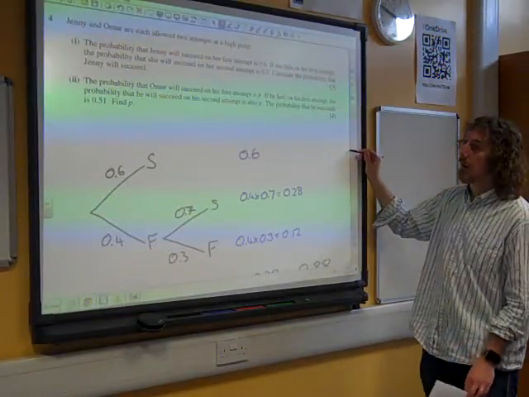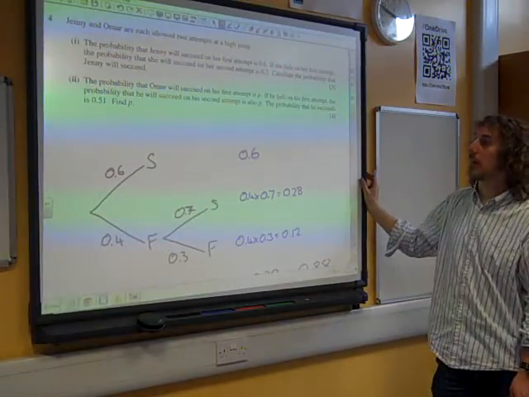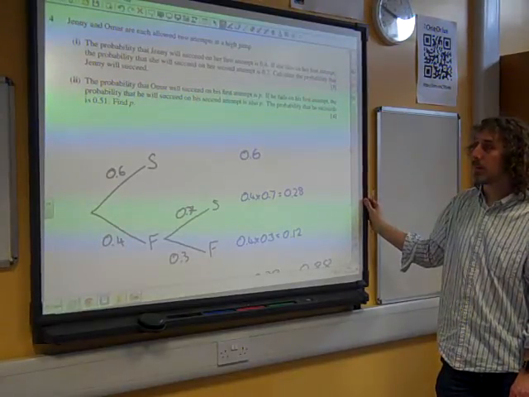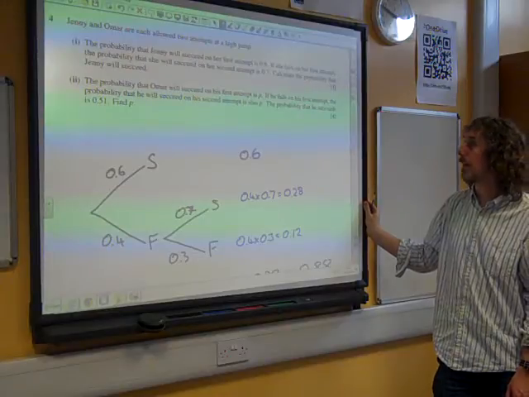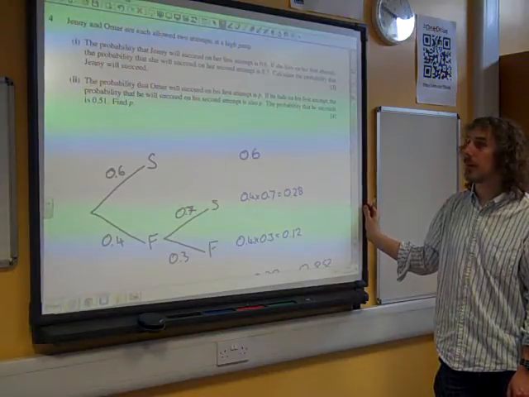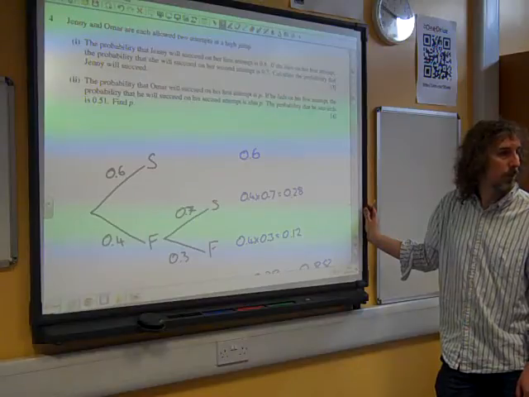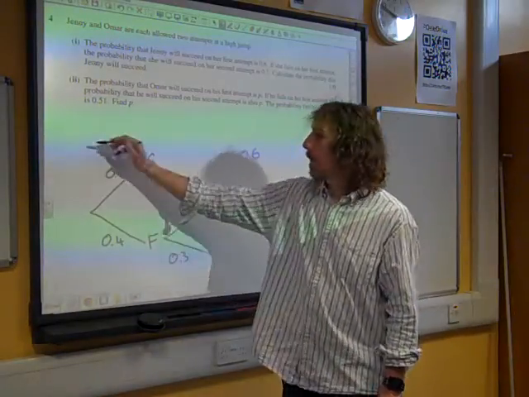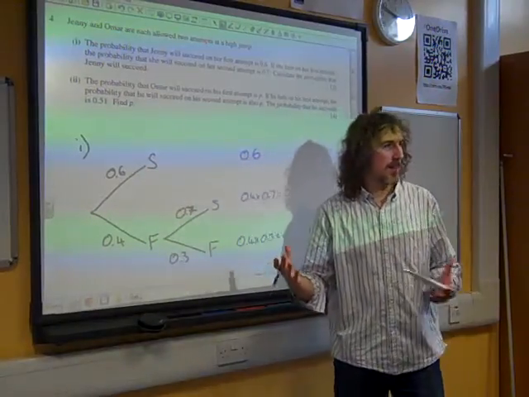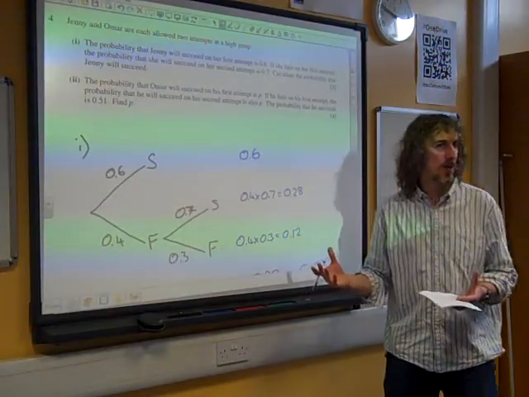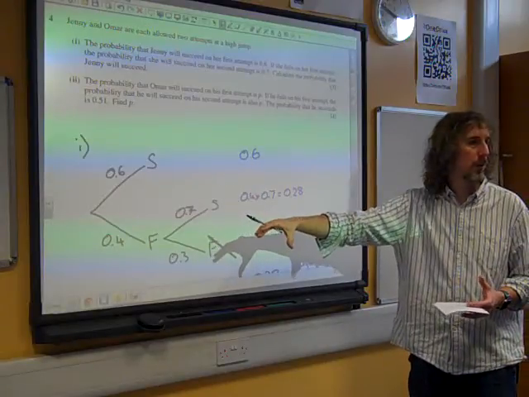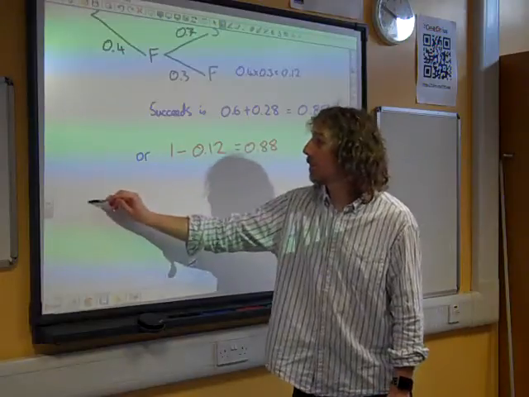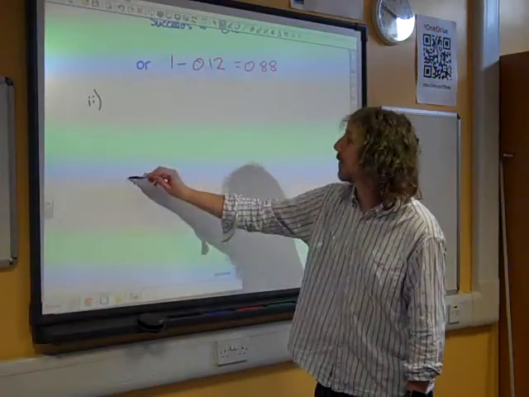Okay, part 2 says the probability that Omar will succeed in his first attempt is P. If he fails in his first attempt, the probability that he will succeed on his second attempt is also P. The probability that he succeeds is 0.51. Actually, having worked this through for Jenny, we can think it's the same situation that he's got. It's just we haven't got numbers on this. We're just dealing with the probability. So if we wanted to, we could draw an equivalent little diagram to show what happens.